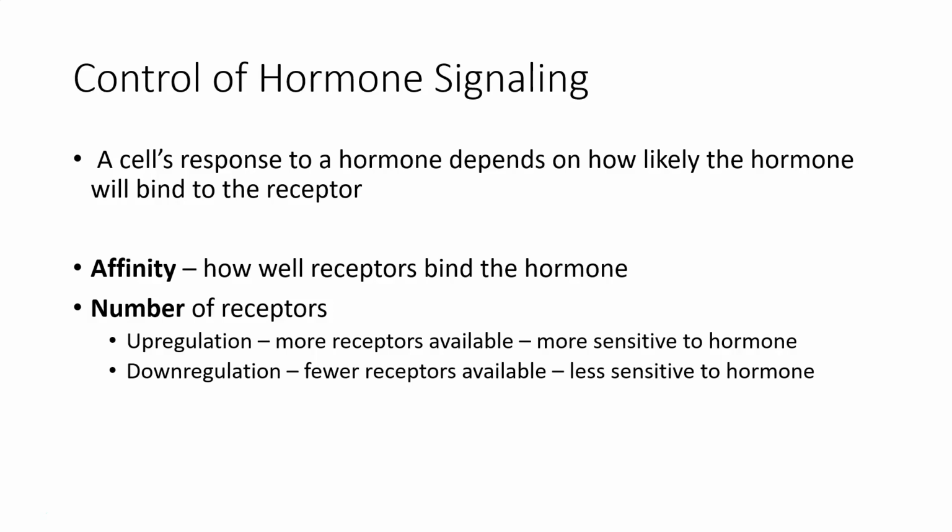Another concept you should understand is that the number of receptors can also control how a cell responds to a hormone. If there's more receptors available, we call this upregulation. That means that cell is more sensitive to the hormone. It's more likely to have a response to that hormone. It could also mean it requires a lower level of hormone to get a robust response. Downregulation means fewer receptors are available, and that cell is less sensitive to a hormone. This might mean that you might need more hormone to get a cellular response.